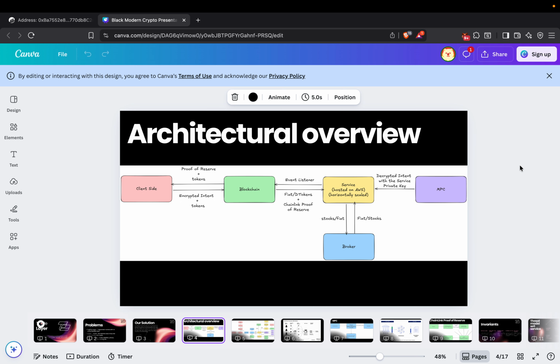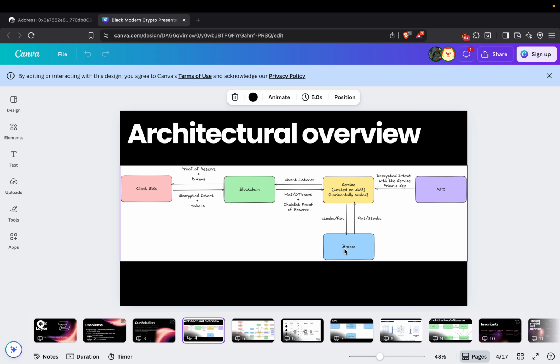And how do we achieve this on blockchain? So this is our small architectural flow, where the user on the client side just sends its intent in encrypted form over the blockchain, and the blockchain then emits that encrypted intent, and our service, which is our backend, captures that event and decrypts the data inside that intent, and accordingly then places the order in a brokerage like Alpaca.